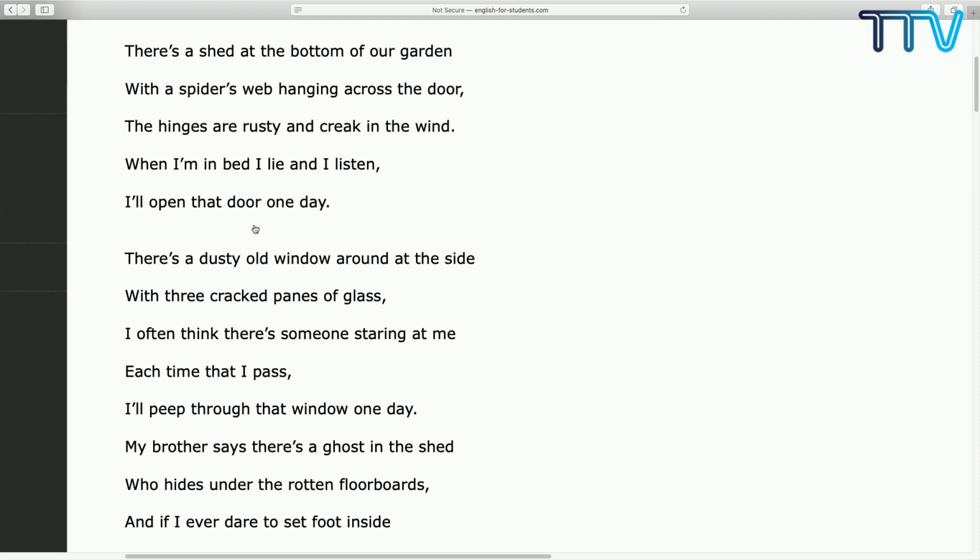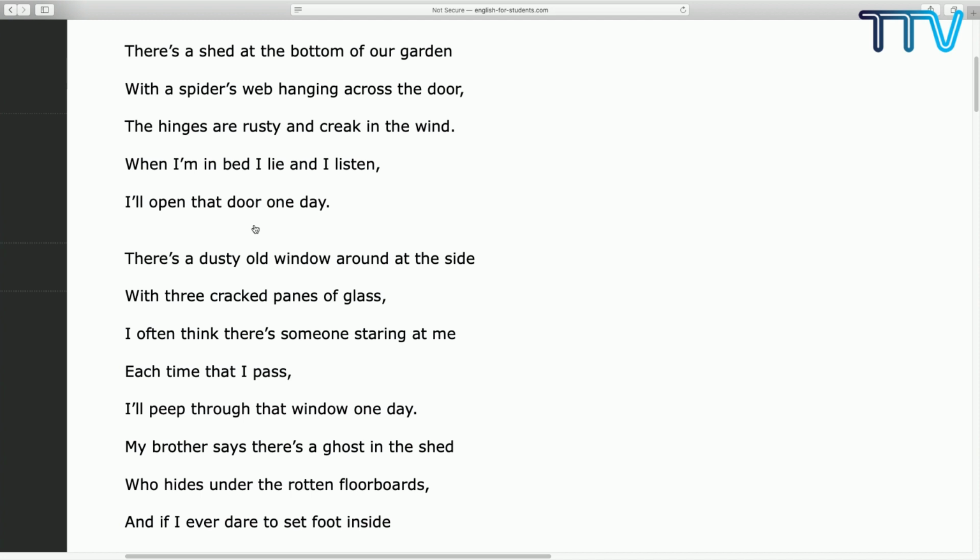There is a shed at the bottom of our garden with the spider's web hanging across the door. The hinges are rusty and creak in the wind. When I am in bed, I lie and I listen. I will open that door one day. So if you look at this first stanza, he's just describing.